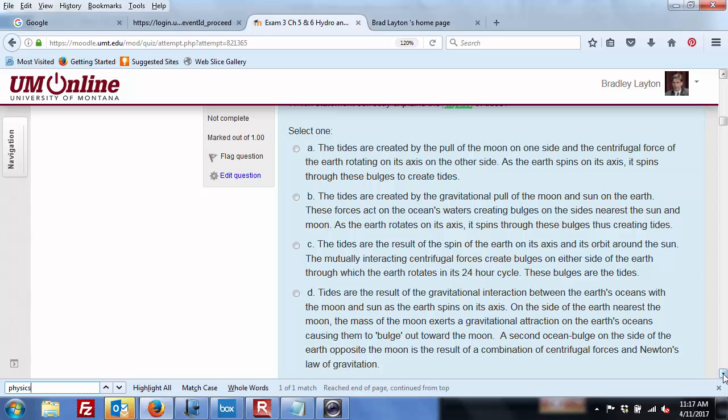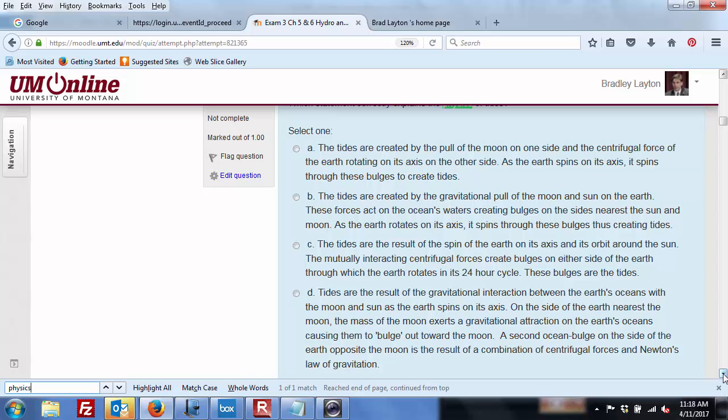The tides are created by the gravitational pull of the moon and the sun. So that's more correct because it's the moon and the sun. So already that one sounds better. These forces act on the ocean's waters, creating bulges on the sides nearest the sun and moon as the Earth rotates, spins through the bulges. Yeah, because if it were spinning through the bulges, the water would really be moving a lot faster. The water would really just be sitting there static while the Earth spun under it. So that last part's a little bit iffy.